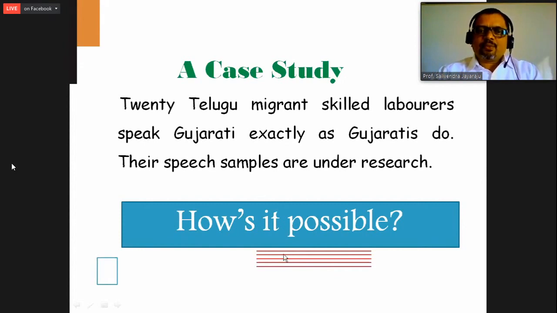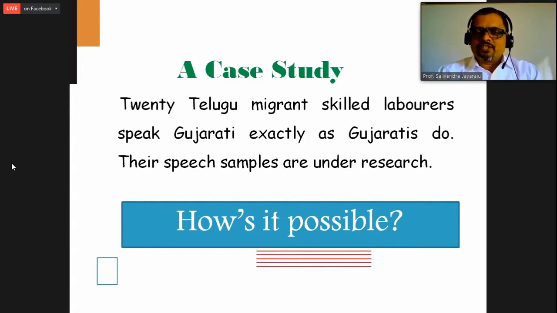And what we need to understand here is, 20 Telugu migrant skilled laborers speak Gujarati exactly as Gujaratis do. As Dania was speaking Telugu, the Telugu migrant skilled laborers speak Gujarati. And we have collected speech samples, and while they are speaking Gujarati, what are the responses of native Gujarati speakers? And we have collected the speech samples also.